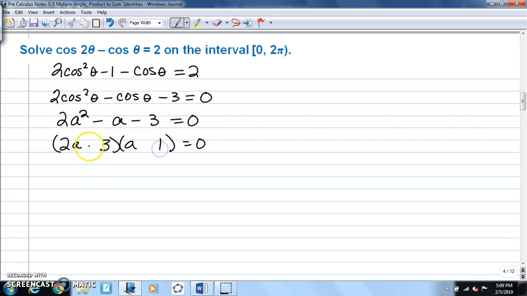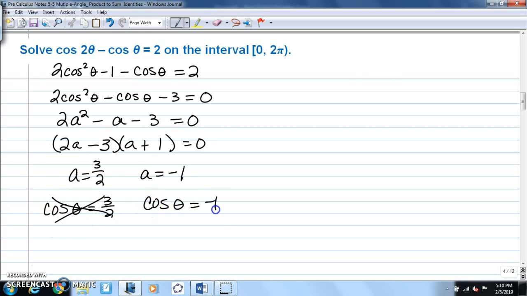Put a 3 and a 1 here. Minus 3 plus 2 would be minus 1. Minus 3 times the positive 1 is negative 1. Set each of these equal to 0. Here, a is going to be 3 halves. Here, a is going to be negative 1. But remember, my a is cosine of theta. Well, can cosine or sine either one be greater than 1? No. So that one doesn't work.